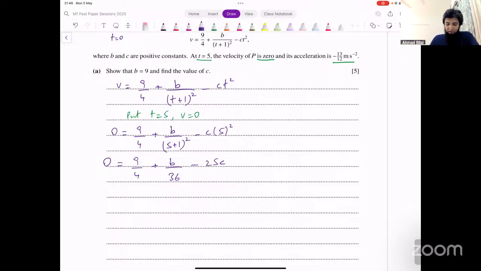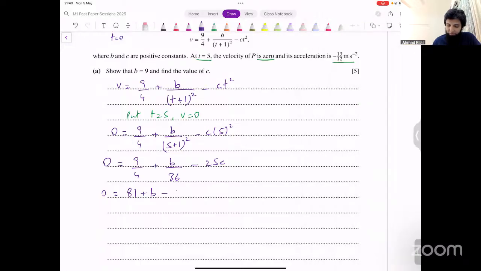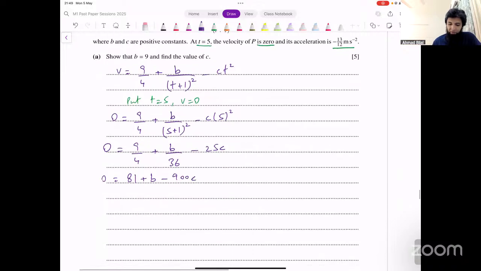We can multiply the whole equation by 36 so that the fraction gets eliminated, right? LCM of the denominators is 36. So I'm going to multiply everything by 36. That gives me 0 equals 9 into 9, that's 81, plus B minus 25 times 36, that's 900, times C. This is one equation that we're getting.